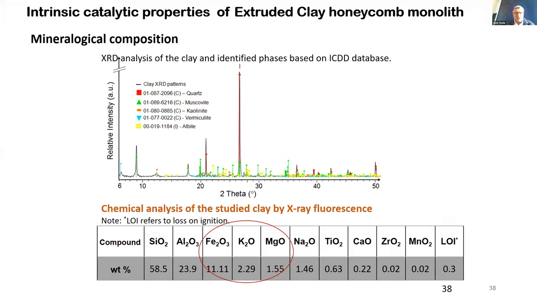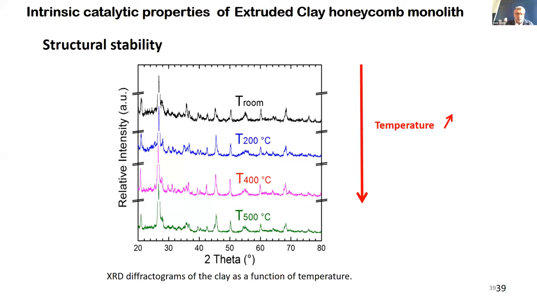Anyway, what I will try to explain is based on the mineralogical composition of the clay. We can see here that it contains mainly silicon and alumina, and also barium, potassium, and magnesium. These are the main components that are used for catalysts. So we have a support, which is silica alumina, and mainly iron is also used as an active phase, and also potassium and magnesium as dopants. This is what we show, and also based on XRD, we showed there is some structural stability even at high temperature.